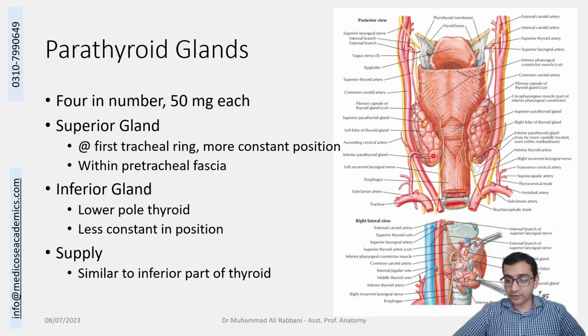And all the lymphatics, arterial and nervous supplies are similar to the lower part of the thyroid gland, that is the inferior thyroid artery and the deep group of cervical lymph nodes.